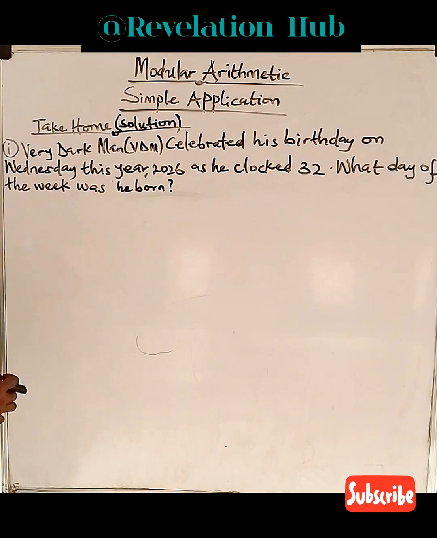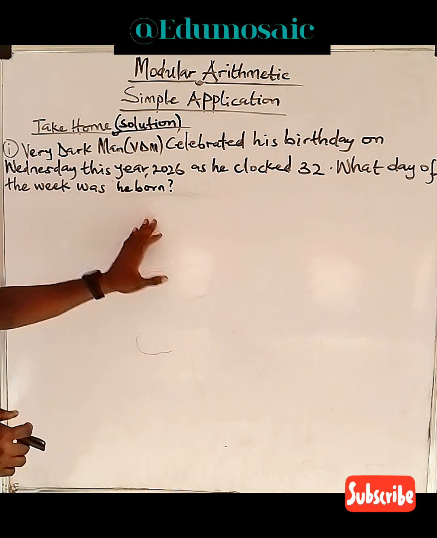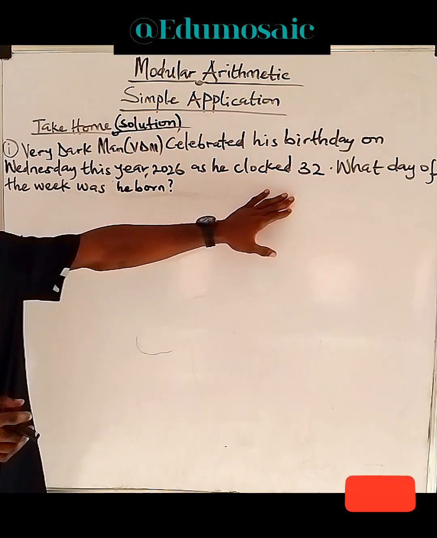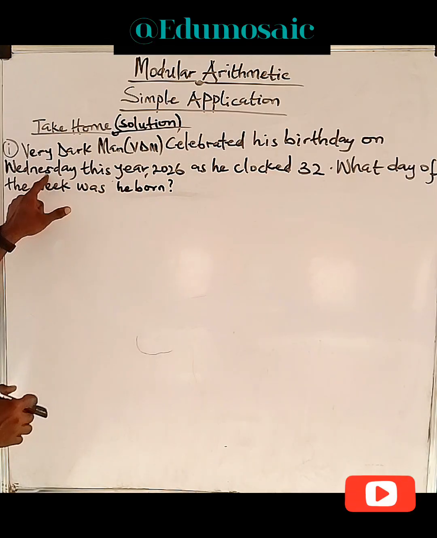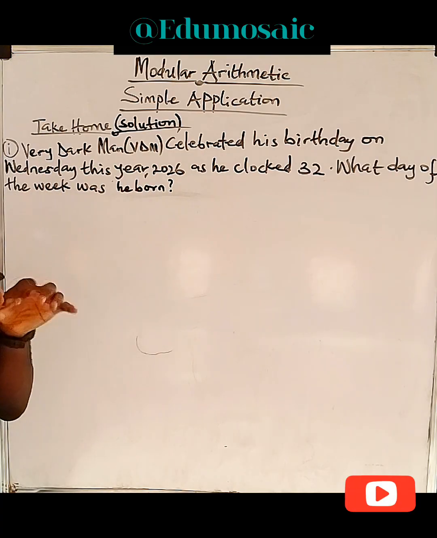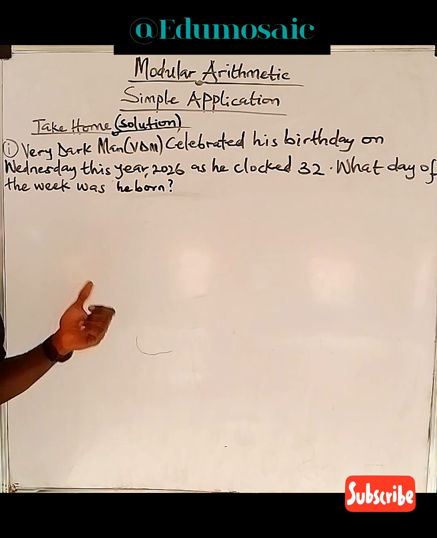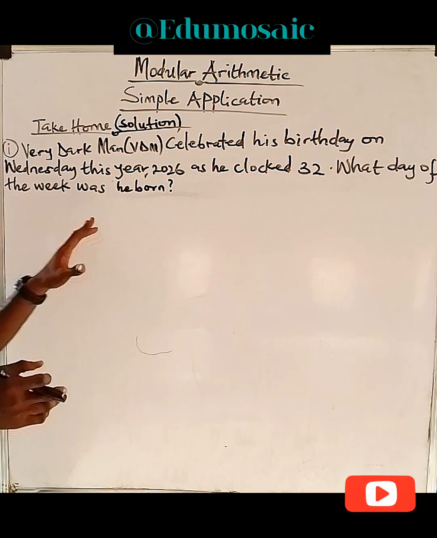Very Dark Man, VDM, celebrated his birthday on Wednesday this year, 2026, as he clocked 32. What day of the week was he born? Don't forget, he celebrated his 32nd birthday this very year, on Wednesday. So which of the days within the week was he born? It's very simple. For those that saw one of our previous examples in the previous lessons, you should be able to solve this.